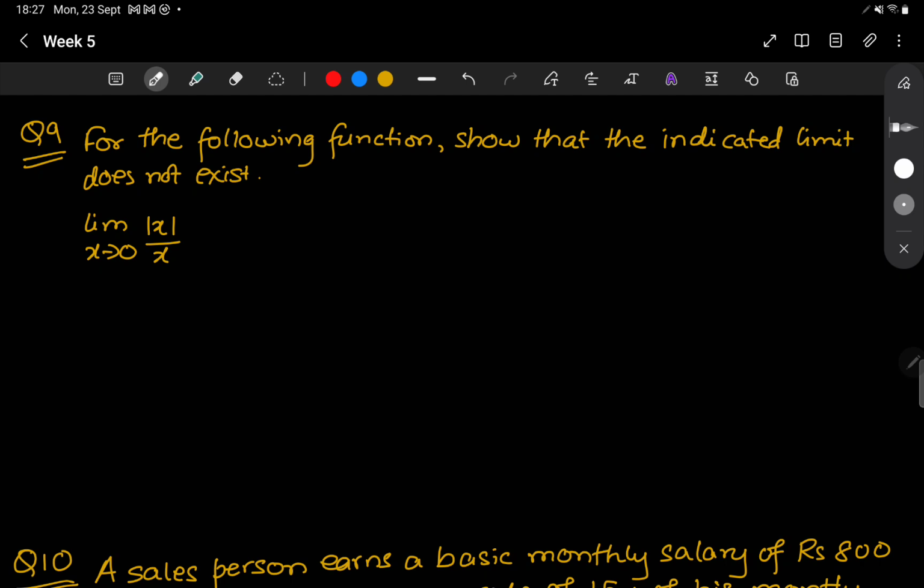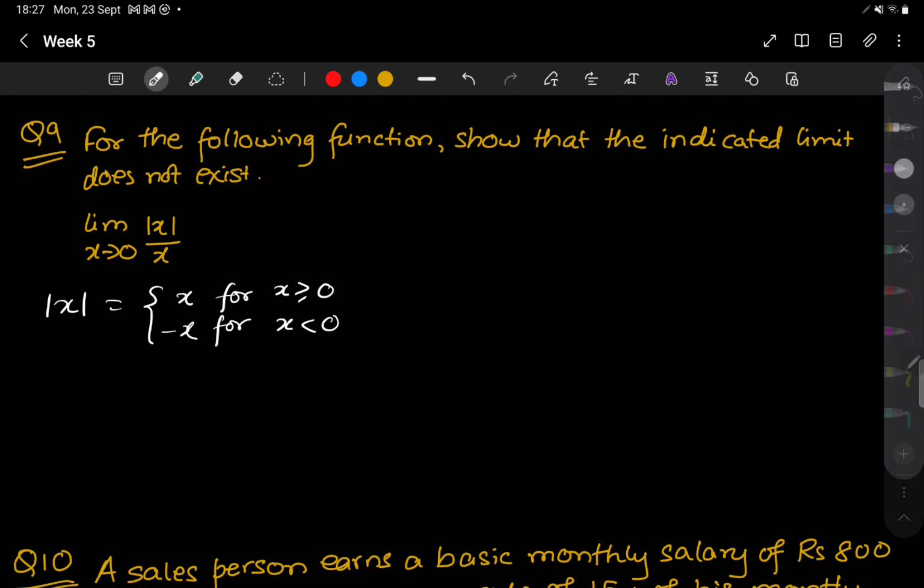So let us now see the solution. Mod x is a piecewise function. It can be defined like so. It is plus x for x greater than or equal to 0 and negative x for x less than 0. And if I were to plot this function, it would look something like this.